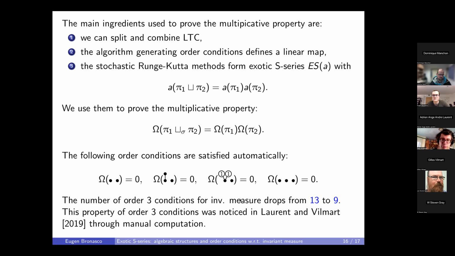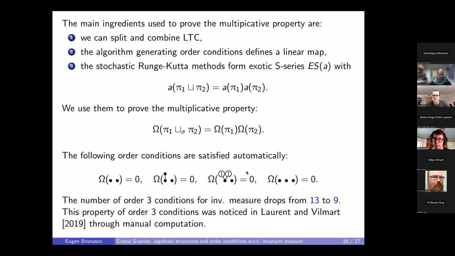ingredient is the fact that stochastic Butcher methods form exotic S-series by extending the functional multiplicatively. But it's a natural thing to do, because any B-series forms an S-series in this way. And so these ingredients are enough to prove the statement. And this statement is used to show that these four order conditions can be ignored.